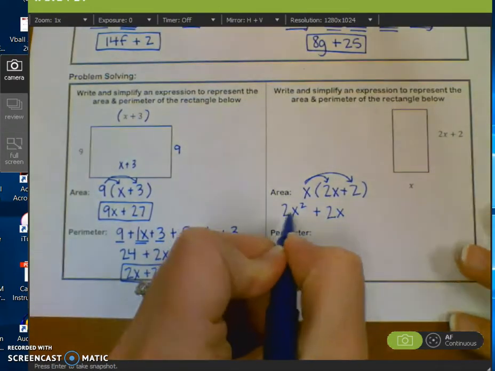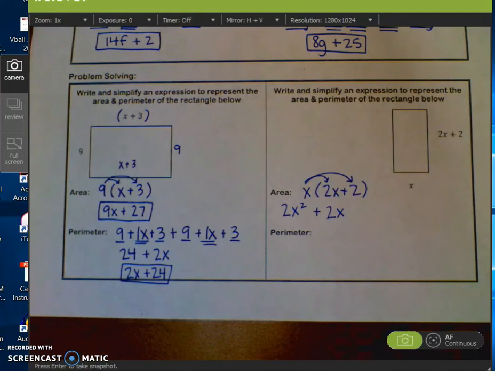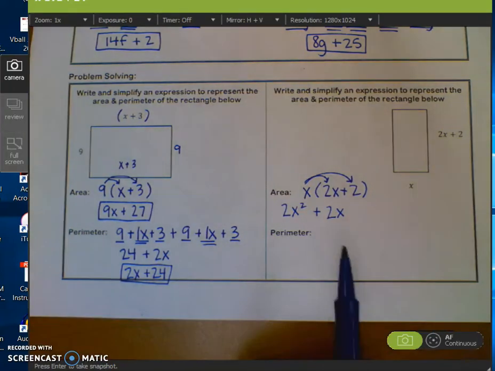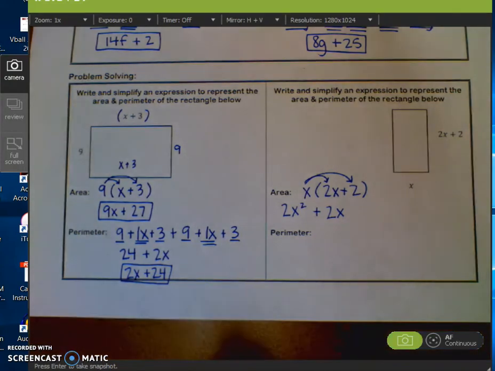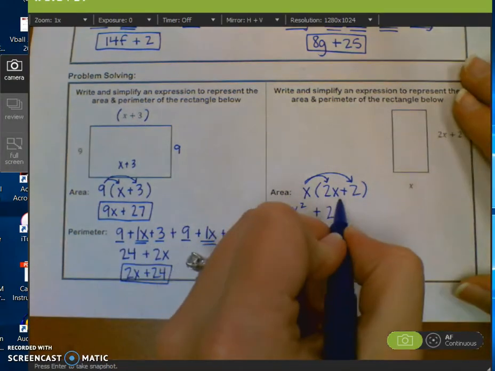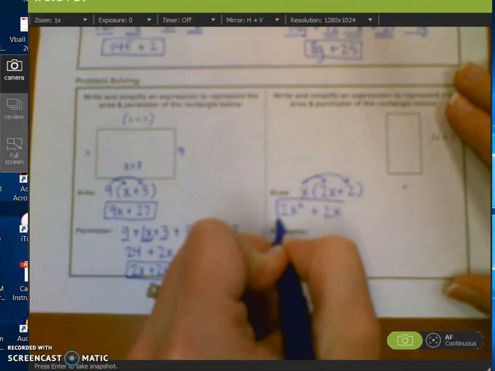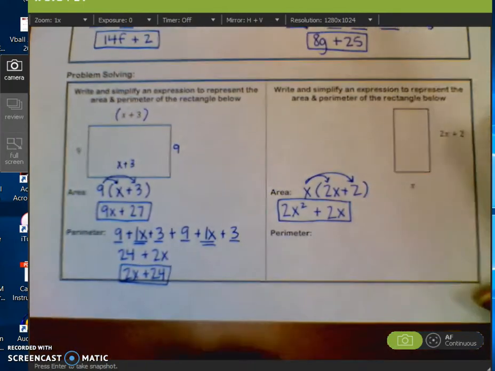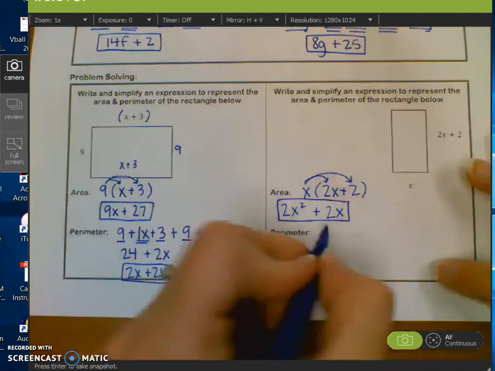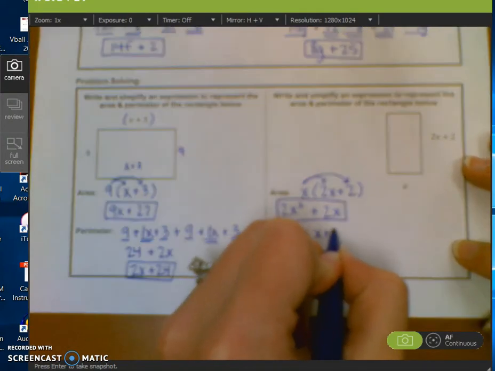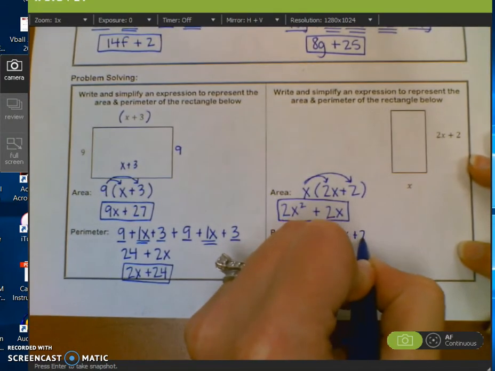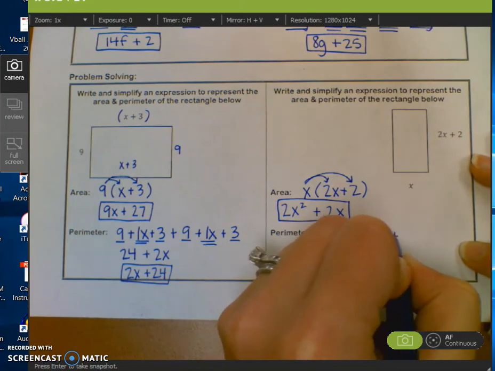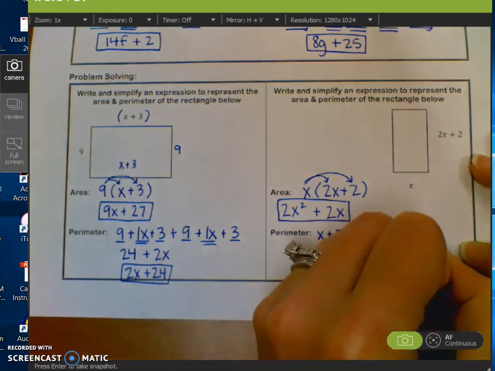These two things are not like terms. Don't be tempted to put them together because they don't have the same exponent. They do have the same variable, but they do not have the same exponent. And so this is in simplest form, 2x squared plus 2x. For my perimeter, I'm going to add up all my sides. So I'm going to add x plus 2x plus 2 plus x plus 2x plus 2.